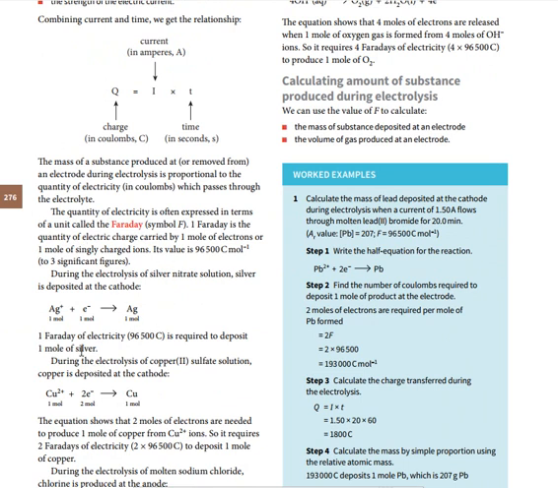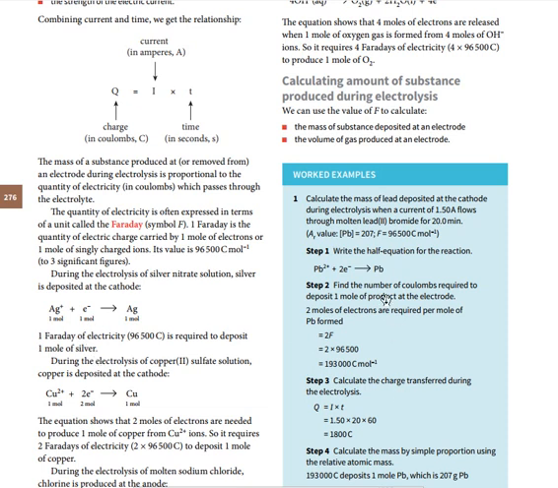Now we need to know that in electrolysis you are forming products. You are trying to extract certain metal ores. For example, when you want to extract silver from silver ion, you are going to have 1 mole of silver ion plus 1 mole of electrons to produce 1 mole of silver metal. This 1 mole of electrons is actually 1 Faraday.